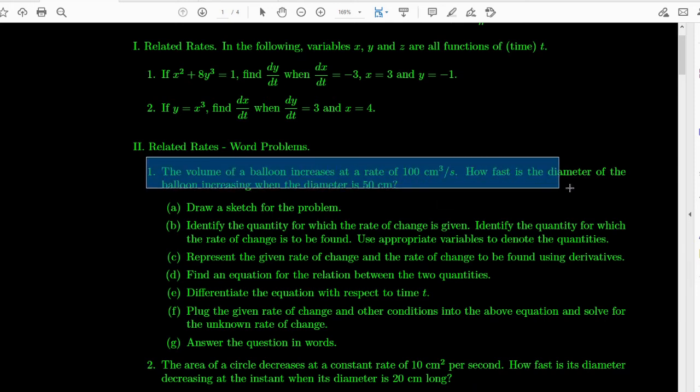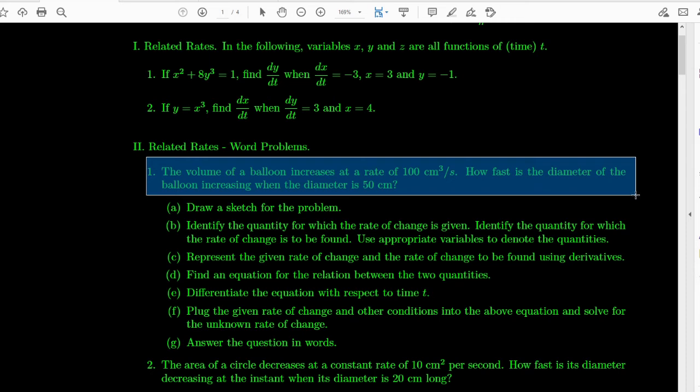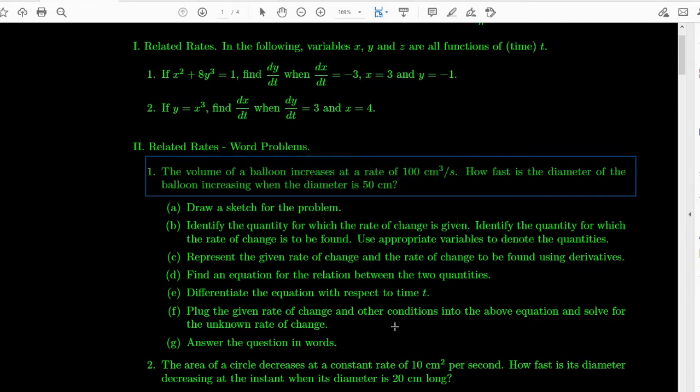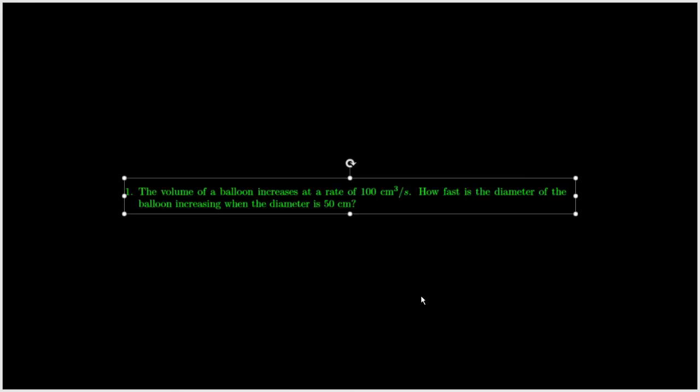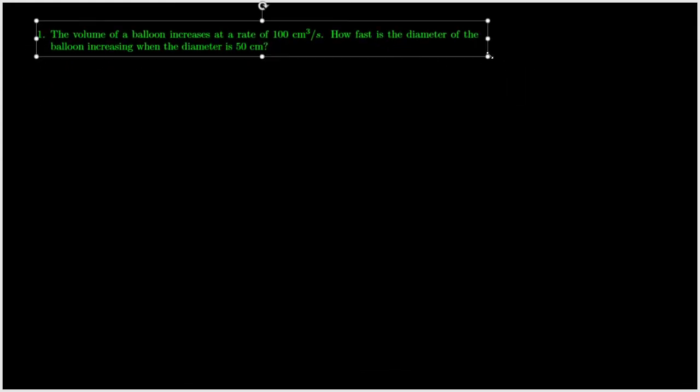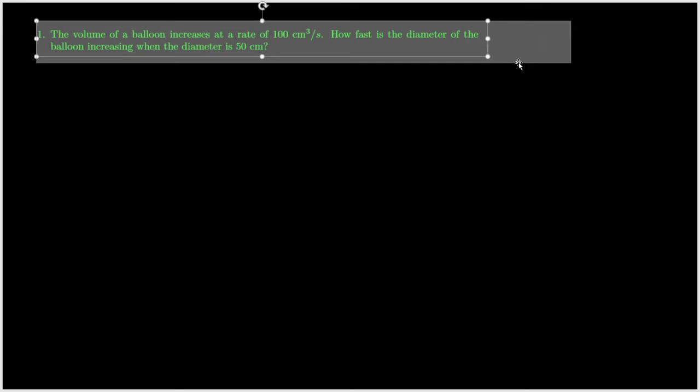Okay, now we're talking about a word problem. Again, in the future, in almost all the cases, any related rate problem is a word problem. If you like it or hate it, you are going to like it or hate it. I know some people like word problems, some people hate word problems.